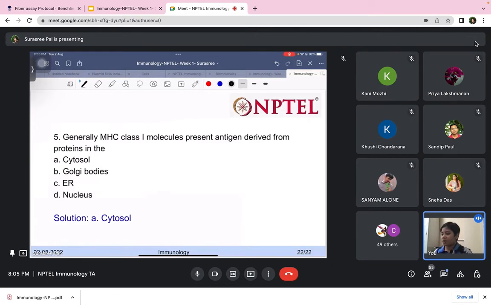Why not Golgi bodies? Why not ER? Because these proteins are present in the cytosol only, and not in any other cell organelle. So anybody having any doubt? Any other doubt?